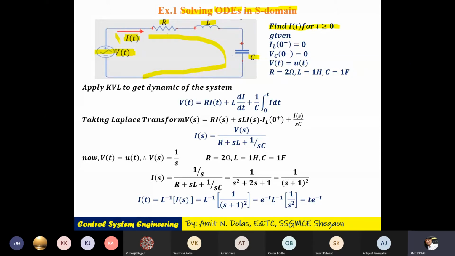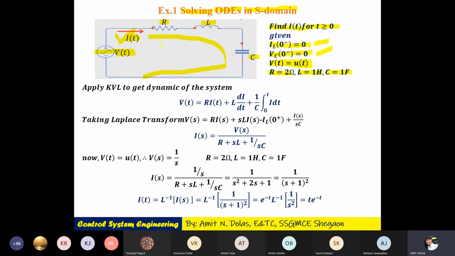Here what we have to do is find out the current, where i of L at 0 minus is 0, that is, the capacitor's initial voltage VC and the inductor's initial current are supposed to be 0. v of t is u of t. This is the signal; v of t is nothing but the step u of t. R is 2 ohm, L is 1 Henry, and C is 1 Farad.